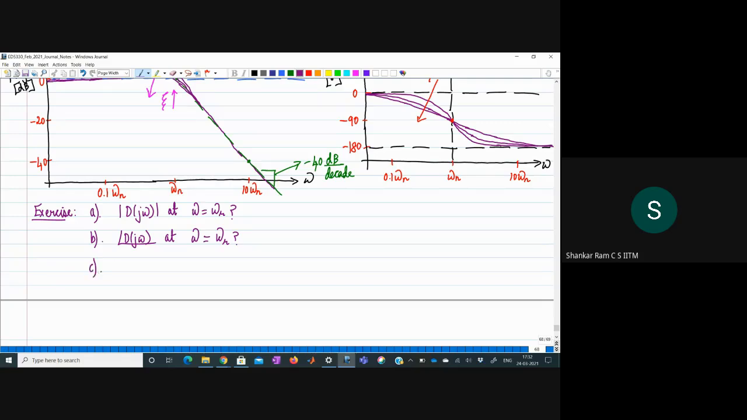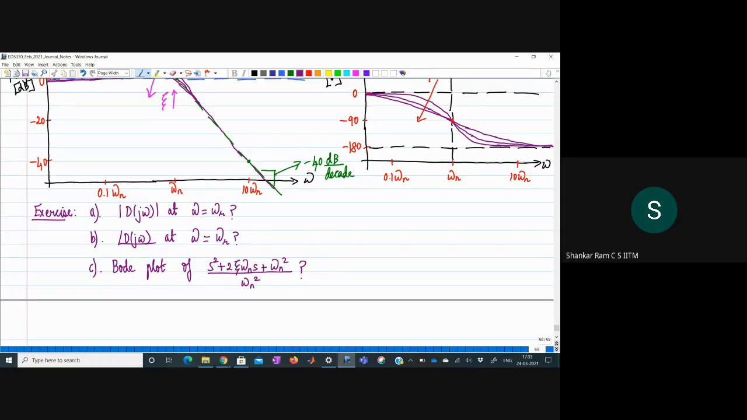As a third exercise, construct the Bode plot of the reciprocal. So what is the reciprocal of this? It is s squared plus 2 zeta omega n s plus omega n squared, all divided by omega n squared. Okay, so this is the reciprocal factor as far as the Bode plot is concerned.